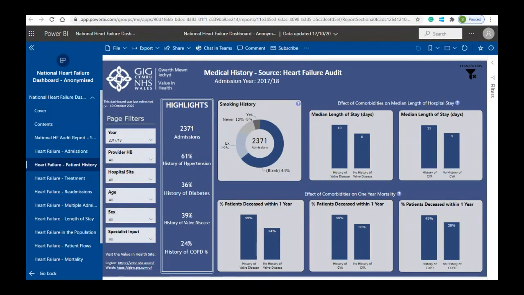Okay. So this moves on. This is one patient history. So it's medical history of patients. And we can examine the effects of comorbidities on length of stay here and mortality by triangulating audit data with secondary care data and the mortality data set from the Office for National Statistics. So this can be particularly useful when examining survival over time following treatment.